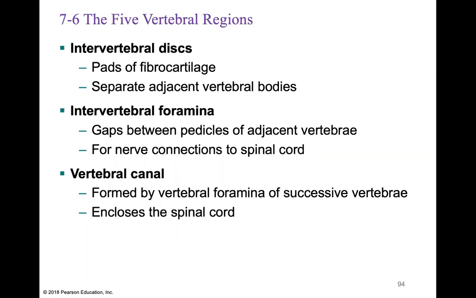Intervertebral discs, these are pads of fibrocartilage. Make sure you know the type of cartilage that's found in between the vertebrae. The only other area you're going to find fibrocartilage, we'll talk about when we get to the appendicular skeleton with the hip: it is the point of attachment where the 2 hip joints meet. The intervertebral foramen, these are gaps between the pedicles of the adjacent vertebrae. This particular opening is going to allow the spinal nerves to come off of the spinal cord and pass through each of the vertebrae on either side of the body. The vertebral canal will enclose the spinal cord.